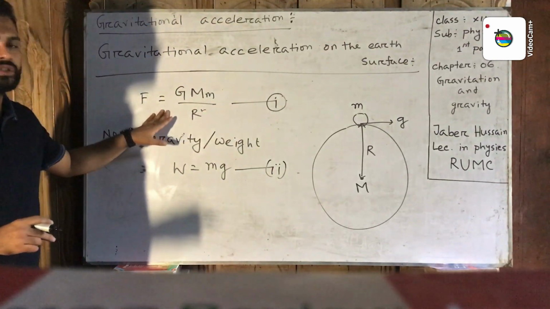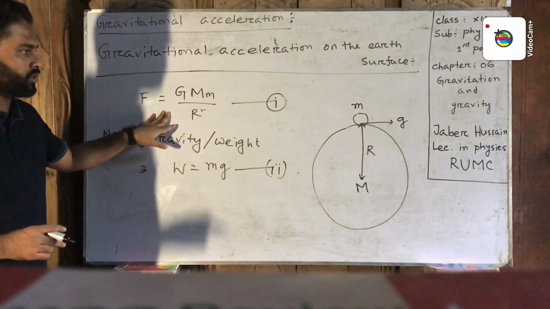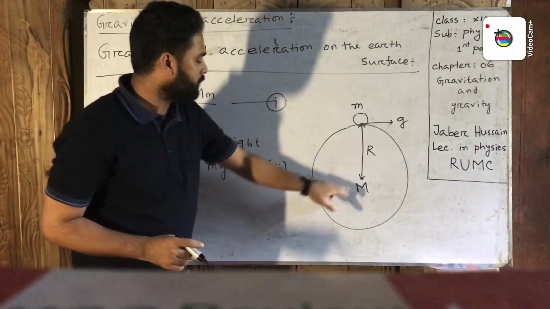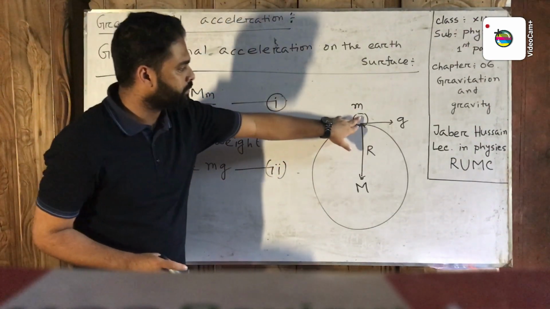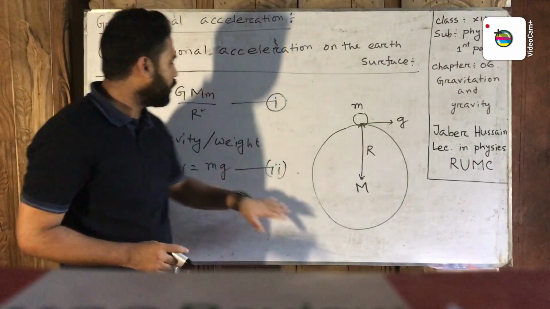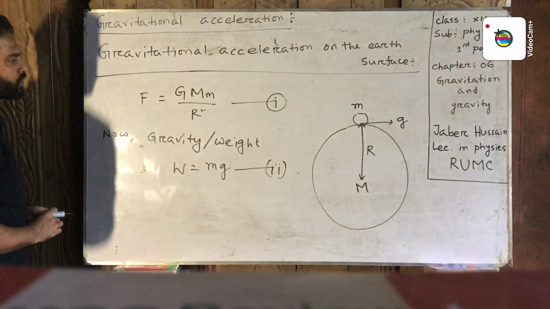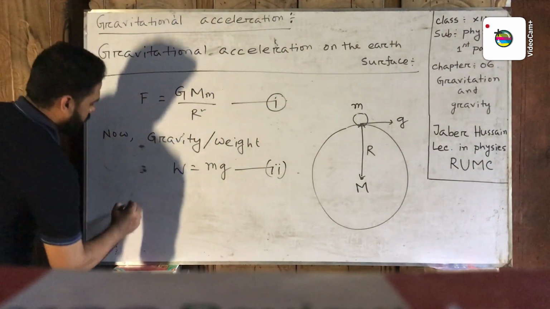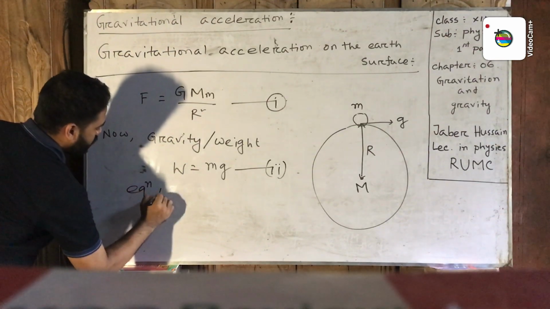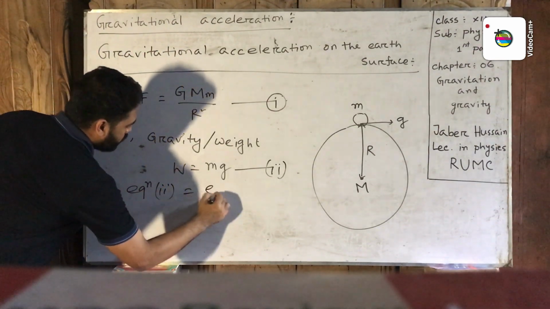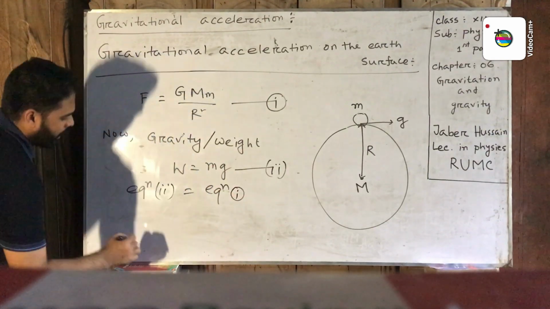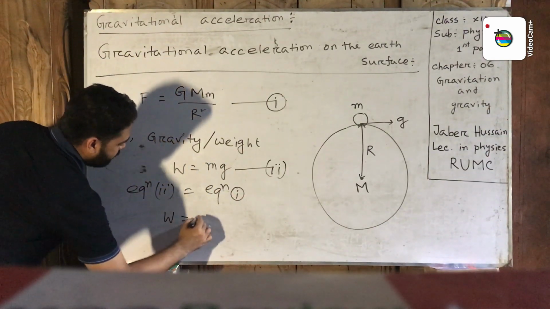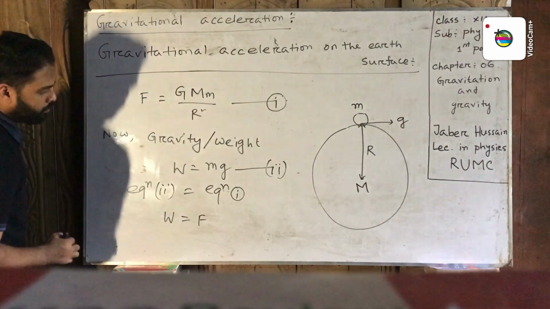Equation 1 also represents the attraction force between object and earth. Equation 2 also represents the attraction force between object and earth. So both are equal. Equation 2 equal equation 1. Now W equal F.